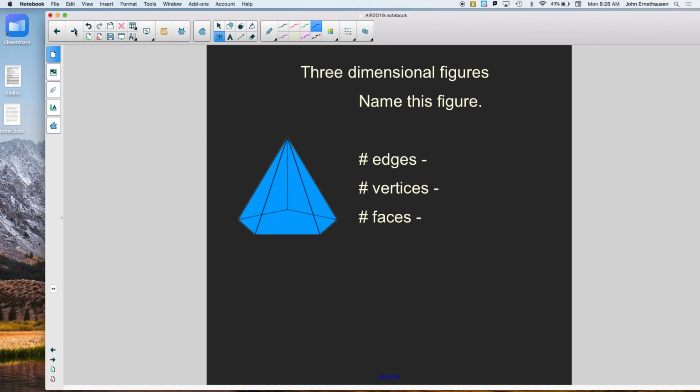Name the figure and give me the edges, vertices, and faces. Show Mr. Meyer for me because I'm going to split my video right now.